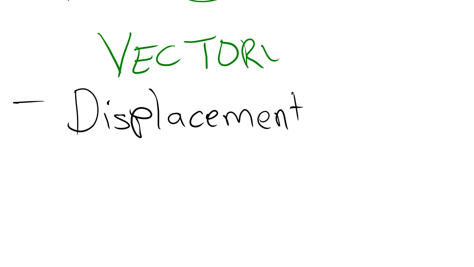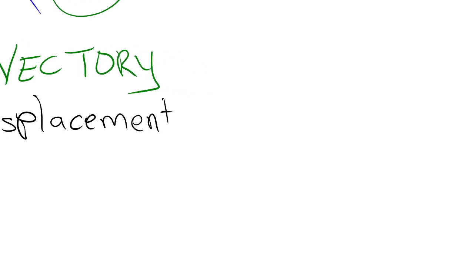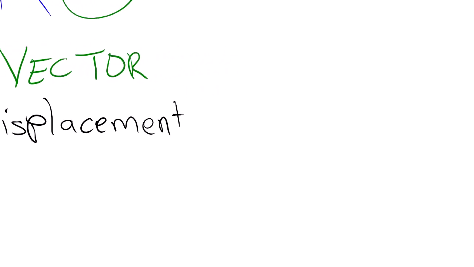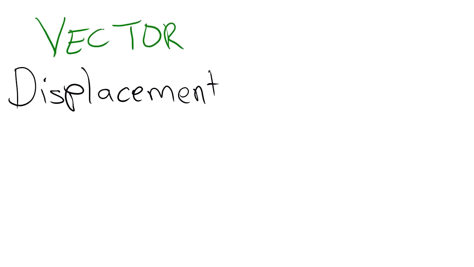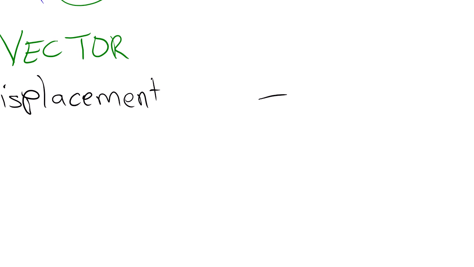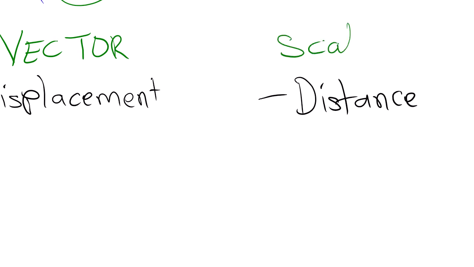What is this? Vector. So we classify quantities as vectors. Then when a quantity does not require any direction for its definition, that quantity is called scalar. An example is distance. Distance is a scalar quantity.